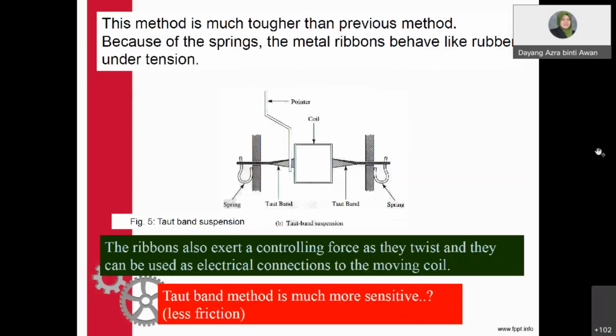This is another one. You use a taut band suspension instead of the sapphire, glass or jewel bearings. They put a taut band, where at the end of each taut band we have a spring. The taut band method is much more sensitive because the spring will control and produce a ribbon under tension to the measured value of the device. The ribbons also exert a controlling force as they twist, and they can be used as electrical connections to the moving coil. This is what the taut band looks like.